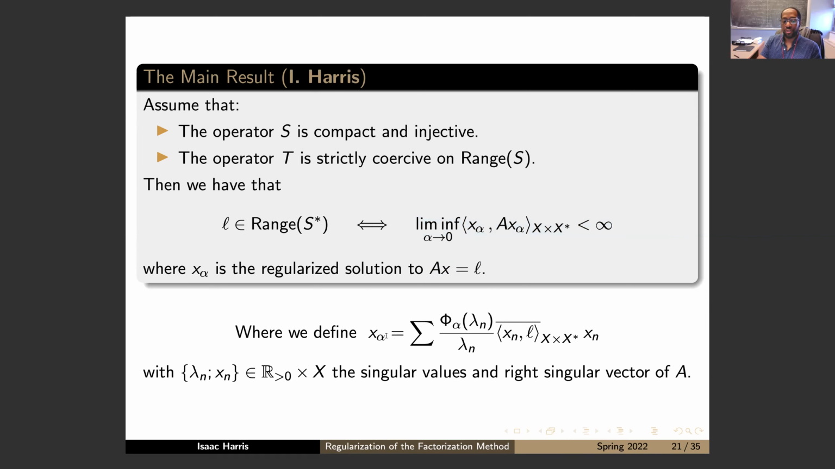And so we can show that it's a regularized solution to this linear operator with a linear compact operator. So you can write the regularized solution like so. The X's, again, are the singular vectors. The lambdas are the singular values for our operator. And the phi here is just the filter function, and alpha is the regularization parameter.